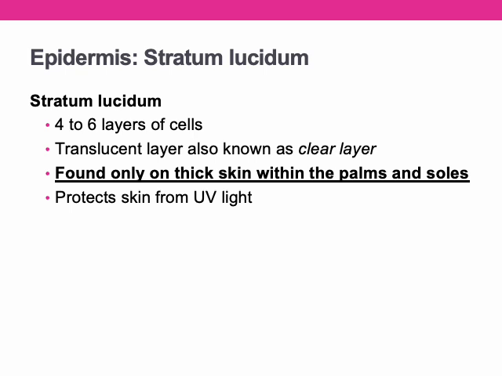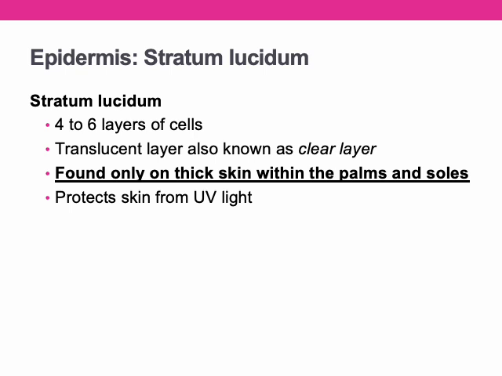So this layer can only be found on thick skin within the palms of the hand and the soles of the feet. This layer gives extra protection to the skin in these areas from UV light. And as a result, it's very uncommon and rare to have the palms and the soles get sunburned.